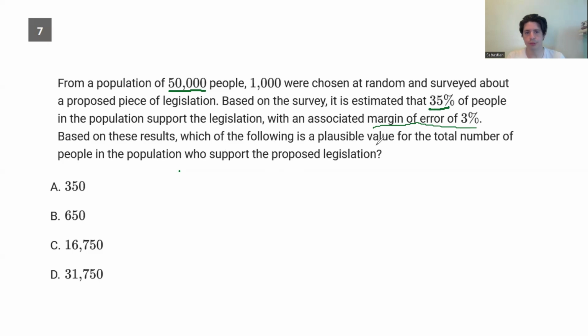So then what you're going to do is 35%, and then there's a margin of error of 3%, right? So that means you can add 3%, so it could be up to 38%, or you can subtract 3% and go 32%, right? So the range is going to be between 32% to 38% of the 50,000, right? So let's start with 32% of 50.